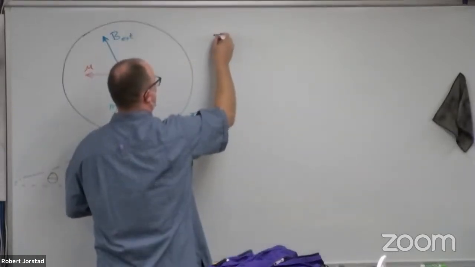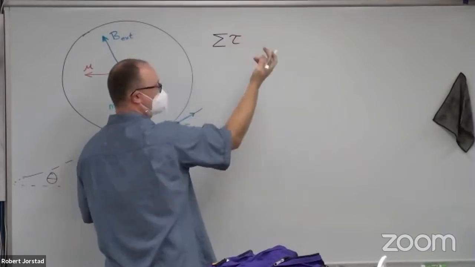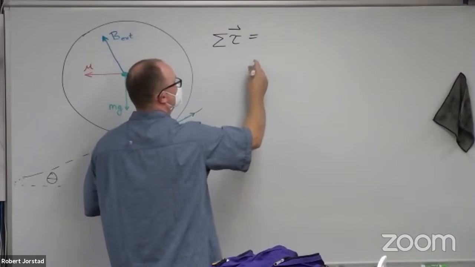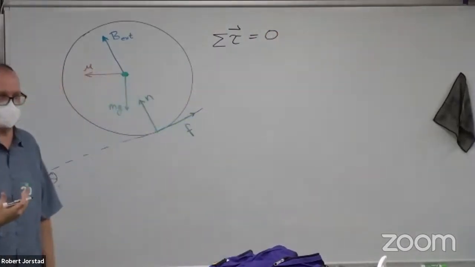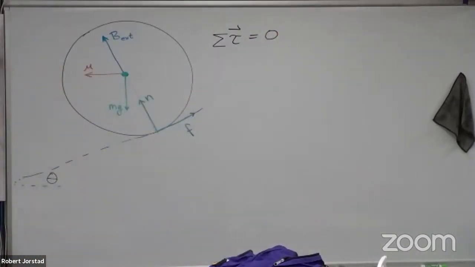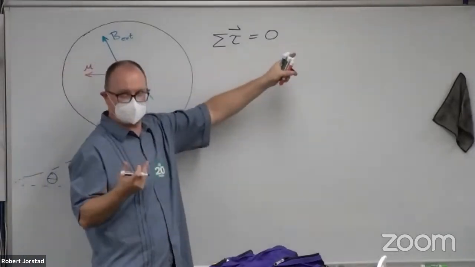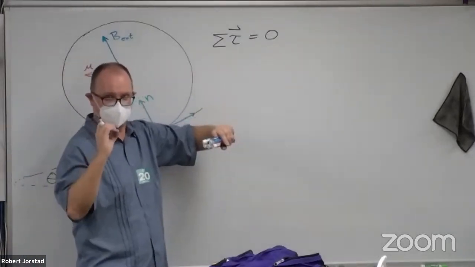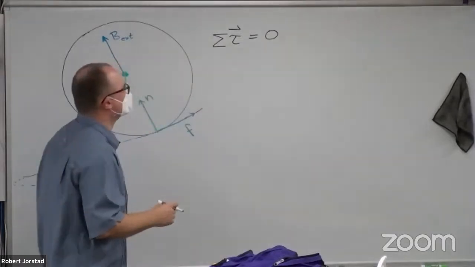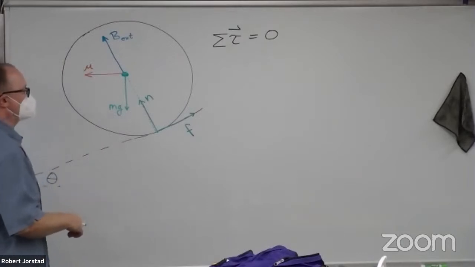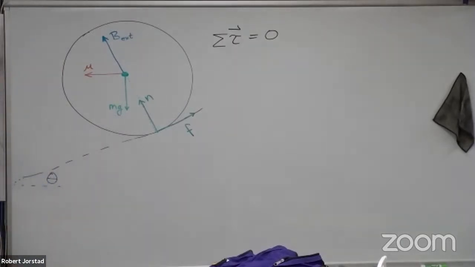So what do we know about the sum of torques? I agree, the sum of forces should be 0, but what about the sum of torques? It's also 0. Do you agree? It's not rotating. And even if it was rotating, as long as it's rotating at constant speed, we could still say torque is 0. But in this case, it's rotating with constant speed 0. So alpha equals 0. All right. Well, what are the forces that cause the torque? Where is the pivot point?